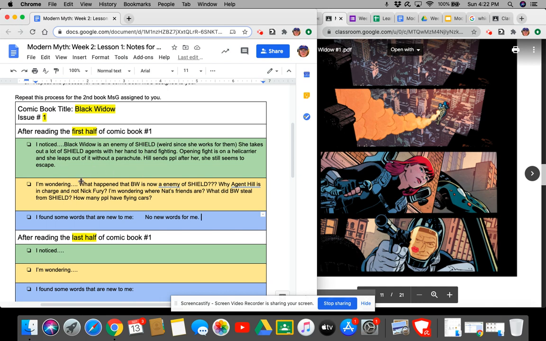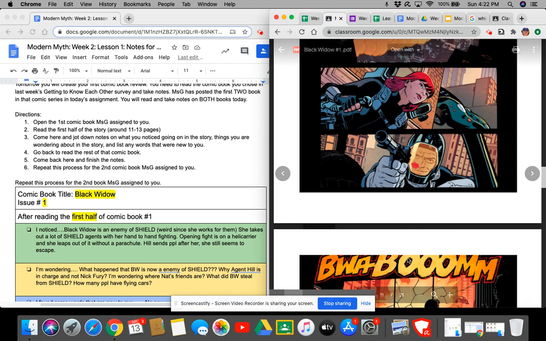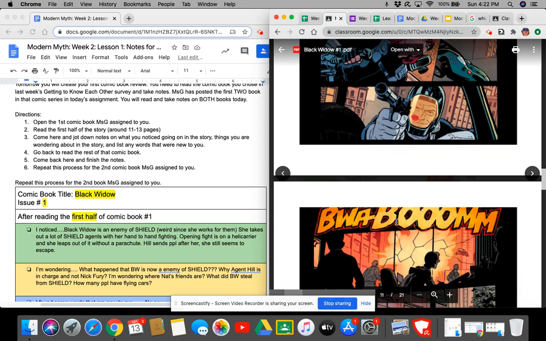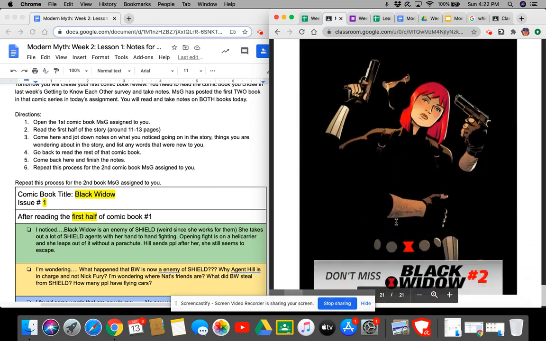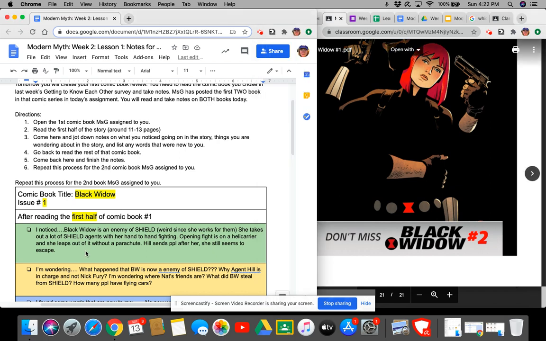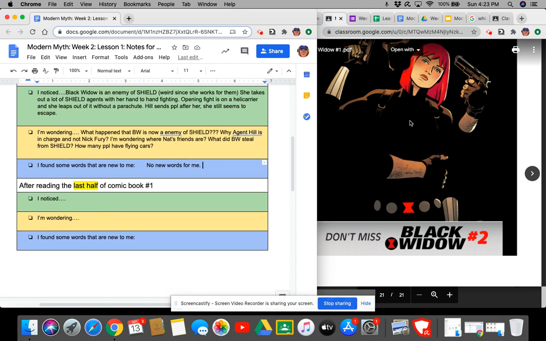So now that I've done the first half, I came and jotted down the notes on what I noticed, things I was wondering about, and any new words. So now I want to go back and read the rest of the pages until I get to the end of the book. So pretend I've just done that. Speedy, speedy. And then you come back to the notes and finish, put new things you noticed, more things you're wondering, and any other words that are new to you. So that covers book 1.